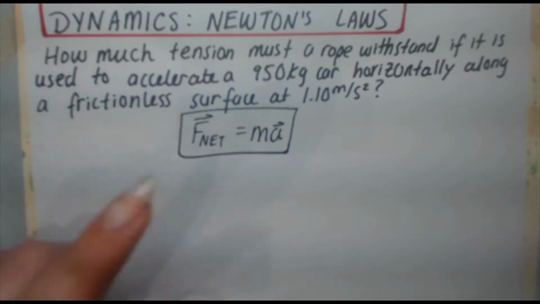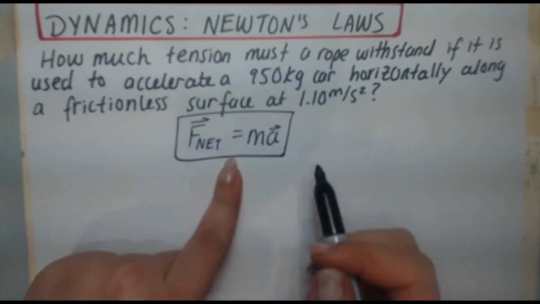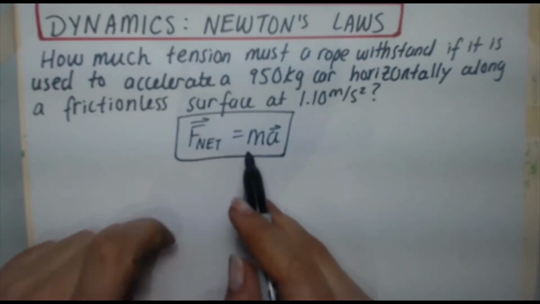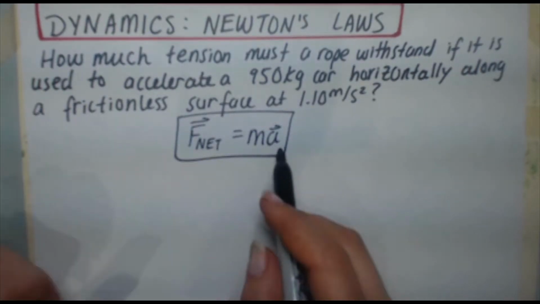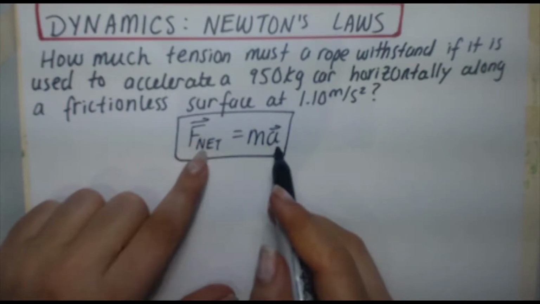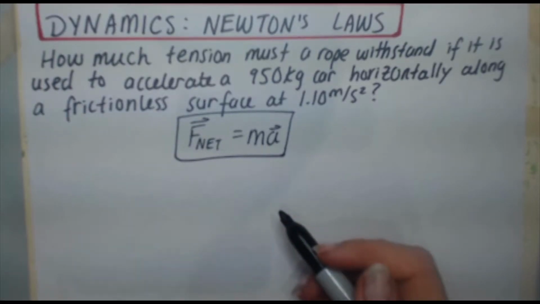So a lot of these problems just boil down to this formula, Newton's second law, F net equals ma, which states that the sum of the forces acting on an object is equal to the product of its mass and its acceleration. Notice in this formula you've got two vector quantities, the net force and the acceleration, and a scalar quantity, which is the mass.